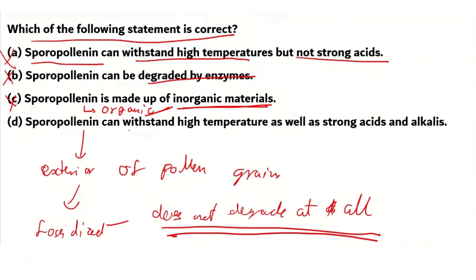Option D says sporopollenin can withstand high temperature as well as strong acids and alkalis, basically enzymes, so therefore option D happens to become the correct option, which gives us the idea that sporopollenin does not degrade at all. So option D, sporopollenin can withstand high temperature as well as strong acids and alkalis, is the correct option here.